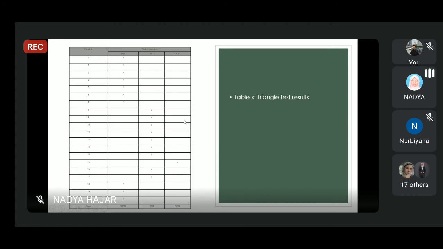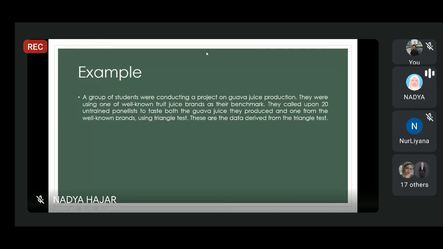Maksudnya kalau objektif dekat sini tadi untuk diorang punya production of guava juice kat sini kan, they are producing a guava juice, 2 formulations of guava juice and one is well-known fruit juice. So mengikut significant difference, there are no differences between those guava juice that they are producing dan juga yang berada dekat pasaran.